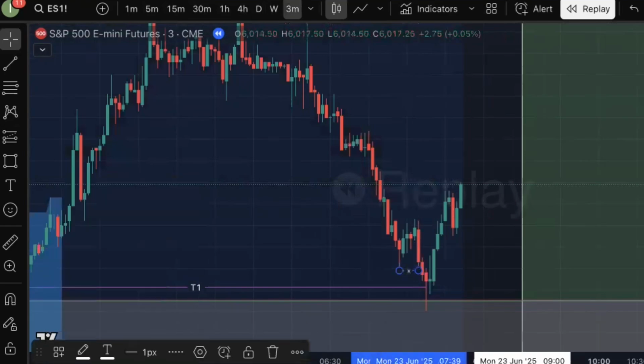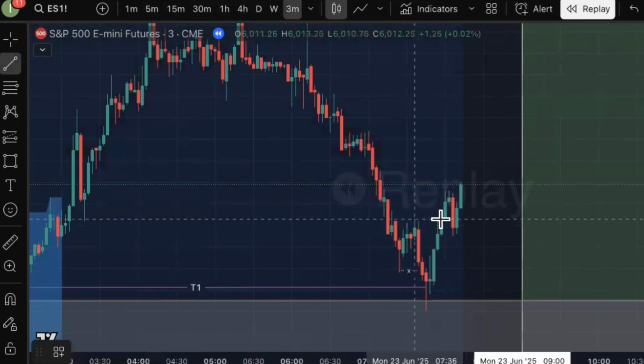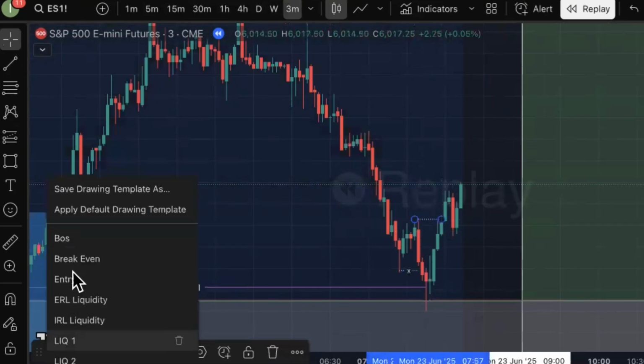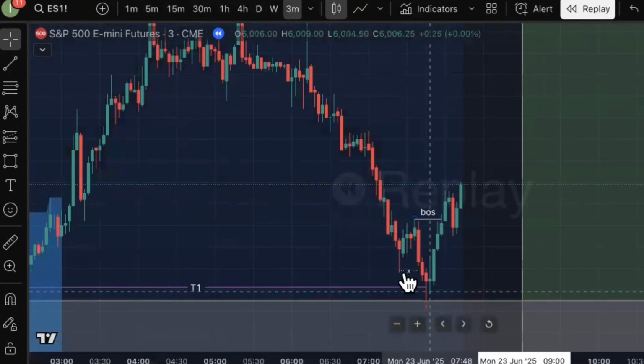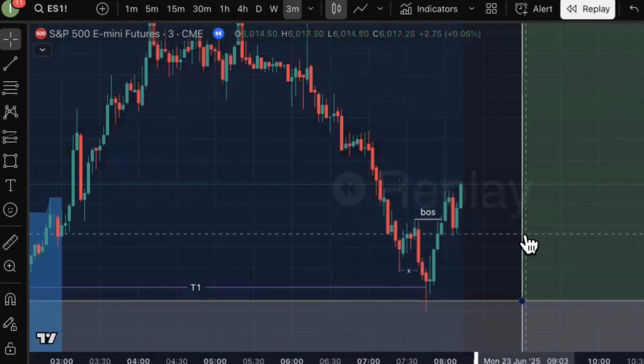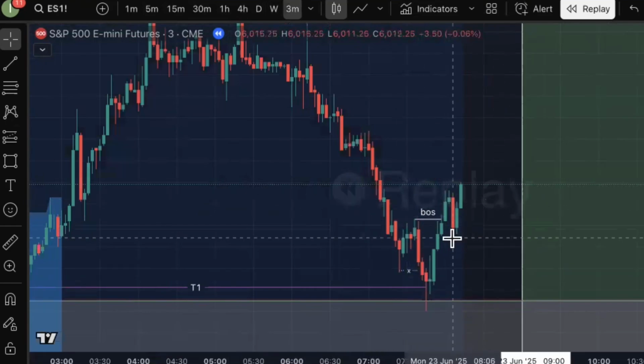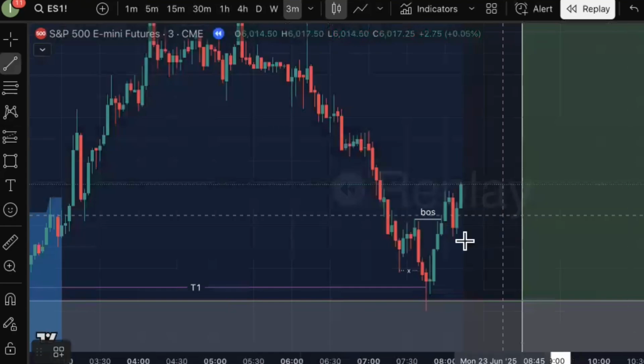So this will be our liquidity run out, and then we also began to break structure in here. Now that we have the liquidity run out and the break structure, again, I'm finding the first pullback after we break structure, and that's going to be my T1.